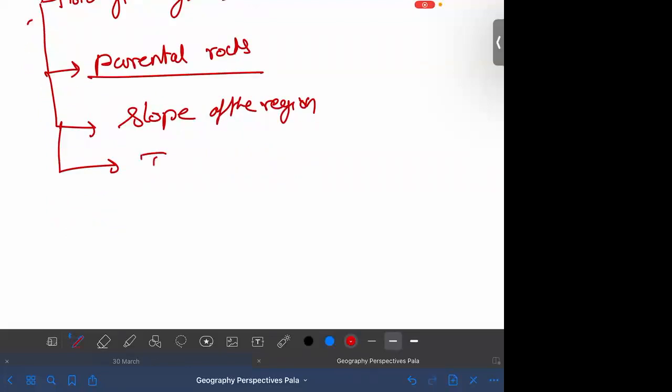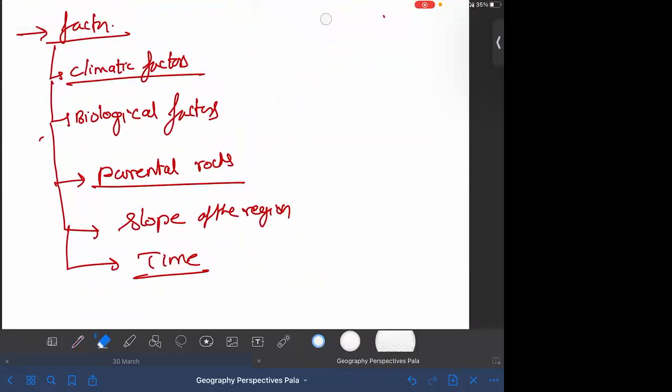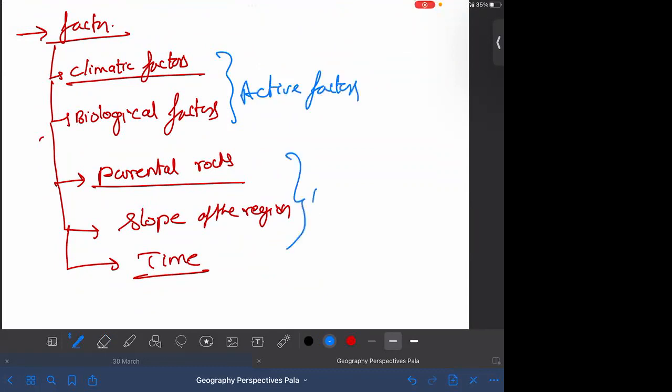So slope is there. Then there is time. Time is a major element. So these are the factors that determine how a soil is formed, or determine the different processes that are happening in the soil formation process. Now, if you look at this, we'll see these two as the active agents, active factors, and these two are passive factors.